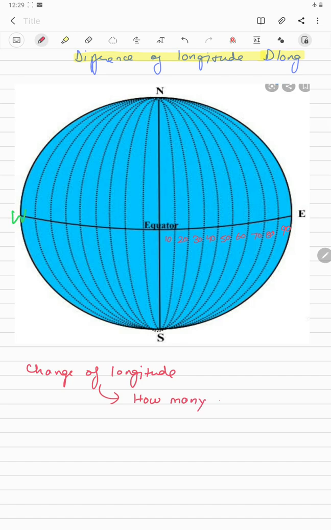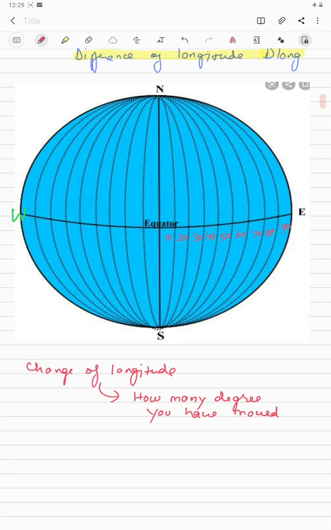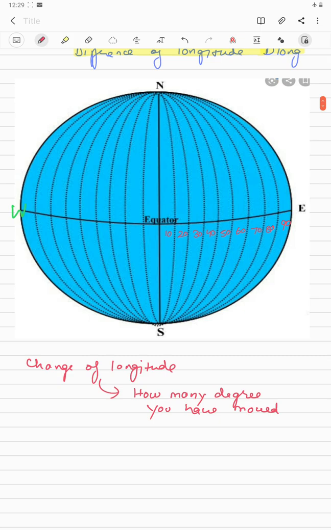how many degrees you have moved from one place to another. That is the meaning of your change of longitude. Now guys, there are certain cases of change of longitude, so we will be discussing them one by one. So let us start with case number one.